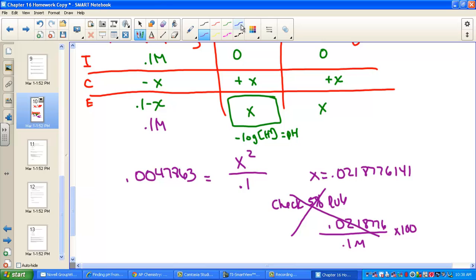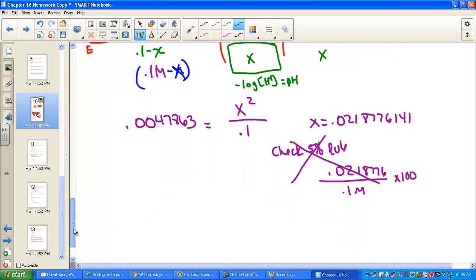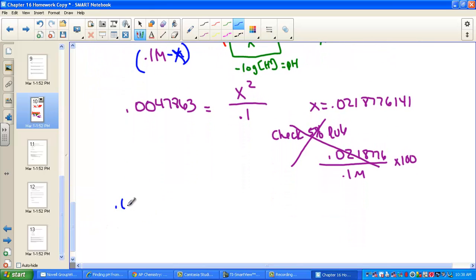That tells me, okay, nice try, but I've got to back up. I have to use the quadratic equation. We have to account for x, that this molecule is dissociating to create more ions in solution. So back to work we go, using the quadratic equation.